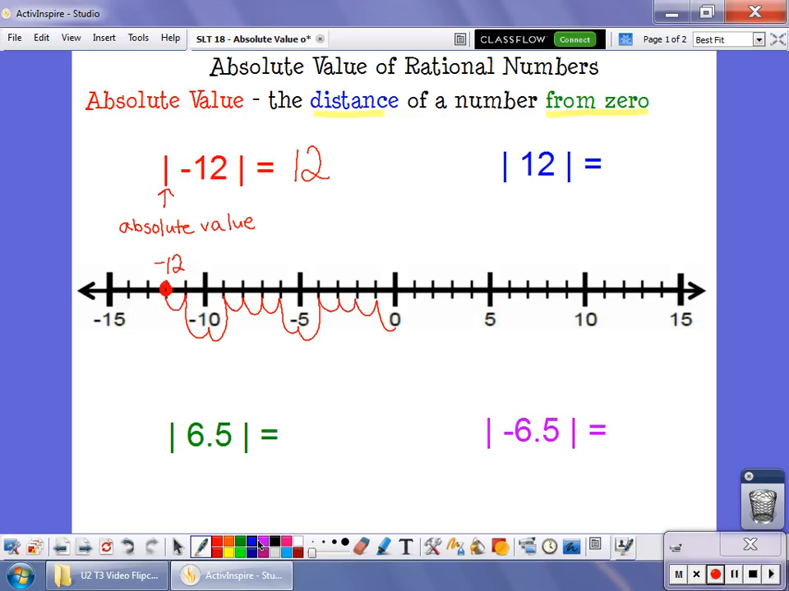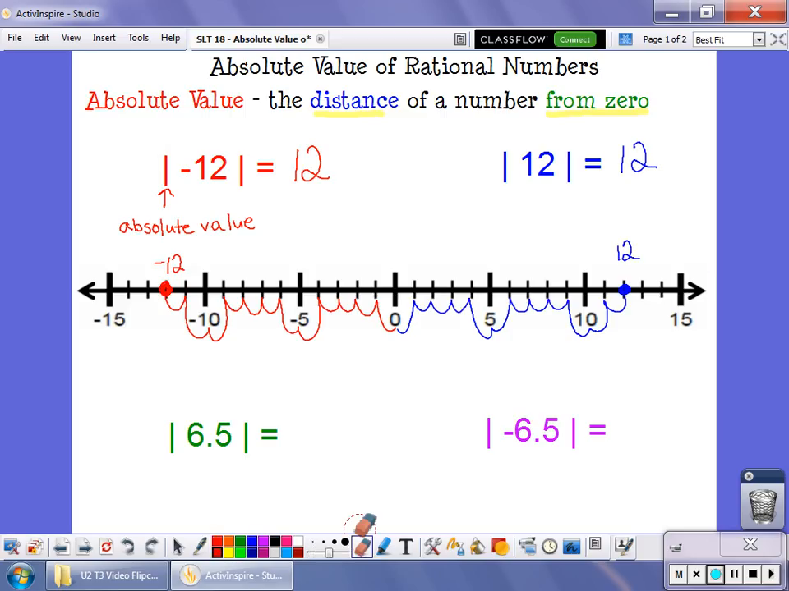Now let's look at +12. What is the absolute value of +12? So let's start by putting +12 on our number line and figure out its distance from 0. So we've got 1, 2, 3, 4, 5, 6, 7, 8, 9, 10, 11, 12 units. So +12 is also 12 units away from 0. So we would say the absolute value of +12 is also 12.